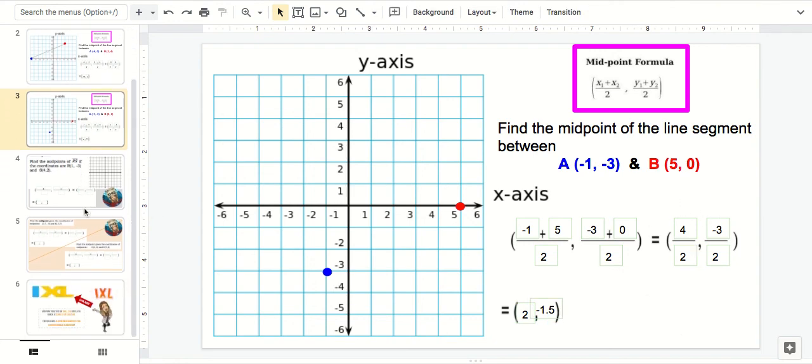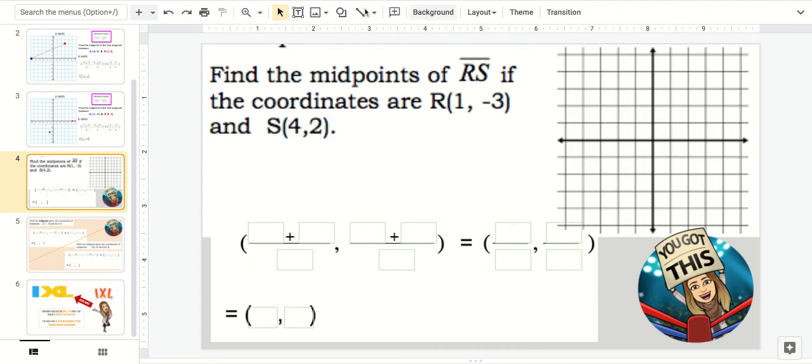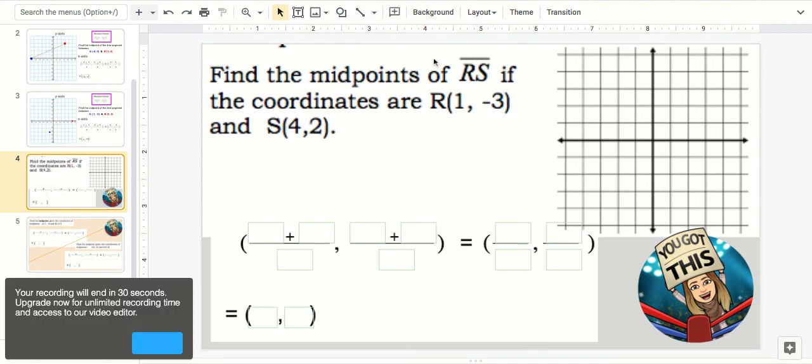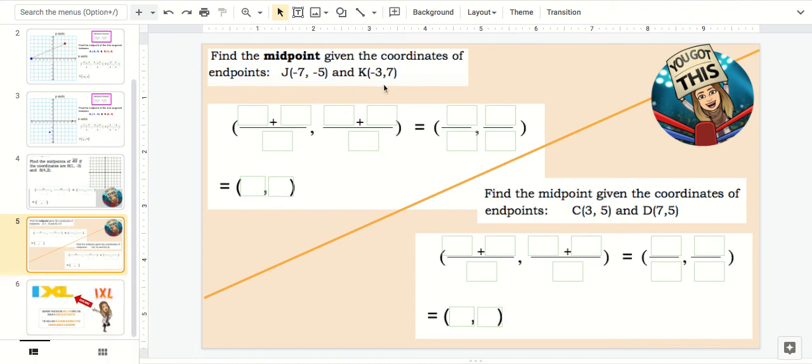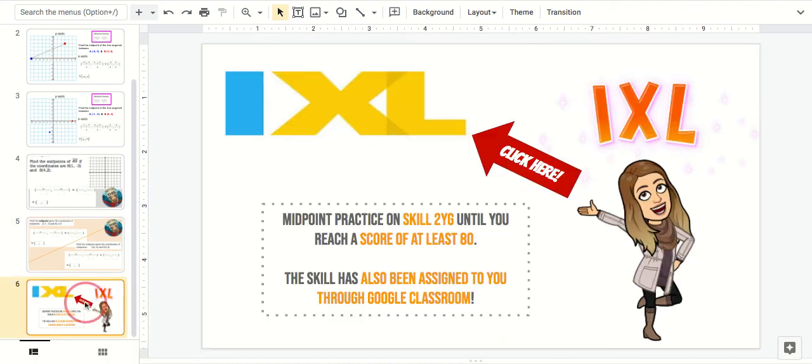What I'd like for you to do is try finding the midpoint of RS, finding the midpoint of JK and CD, and then making your way to IXL, which has been assigned to you through Google Classroom. It is skill 2YG, finding midpoint.